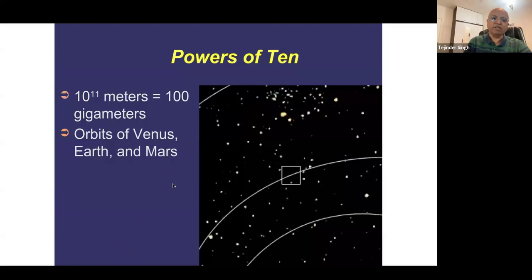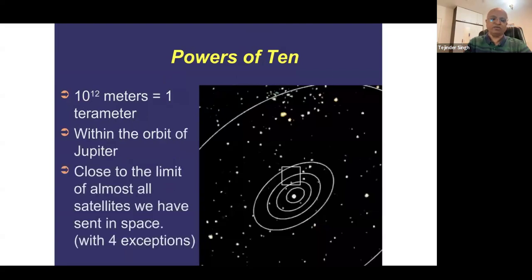Okay, next. Now 12 zeros. Now we are seeing the inner part of the solar system. Here is the sun, Mercury, Venus, Earth, Mars, Jupiter. The outer planets have still not come. And what size have we reached? 1 followed by 12 zeros, 10 to the power 12 meters. Okay, that's called a terameter.